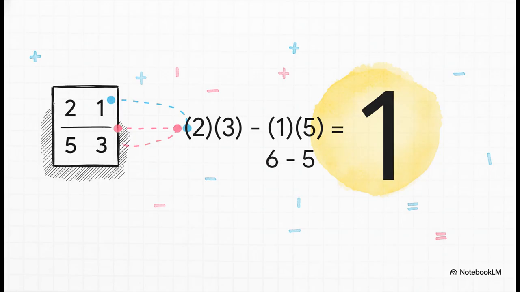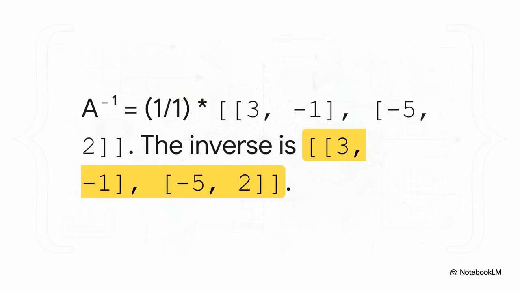Easy enough. And now for step 2. We take our determinant, 1, and pop it into the fraction. So we have 1 over 1. Then we do the little matrix shuffle. Swap the 2 and 3 and make the 1 and 5 negative. And since multiplying the whole thing by 1 over 1, which is just 1, doesn't change anything, we have our final answer. The inverse is 3, -1, -5, 2. And just like that, you've found your first inverse matrix.